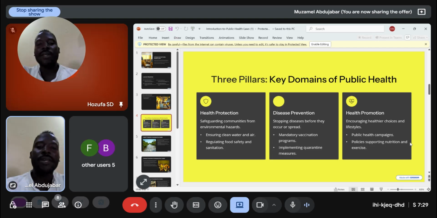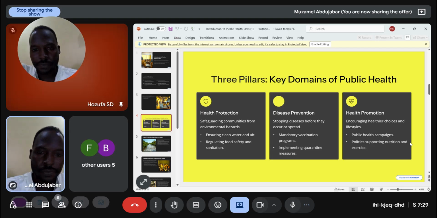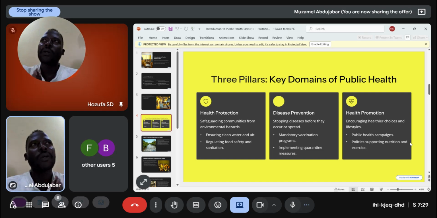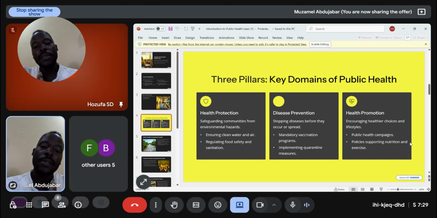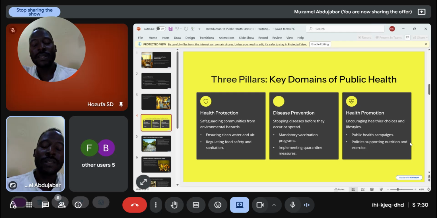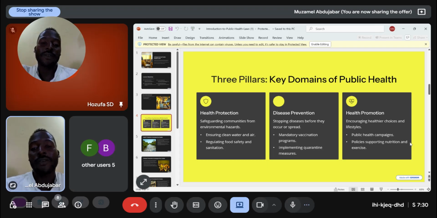Our second pillar is disease prevention, to stop disease. As you know, right now cholera is taking place in Sudan. Many people have been affected day by day. Also, the law makes vaccination mandatory, for example in childhood, when children are required to receive vaccination.